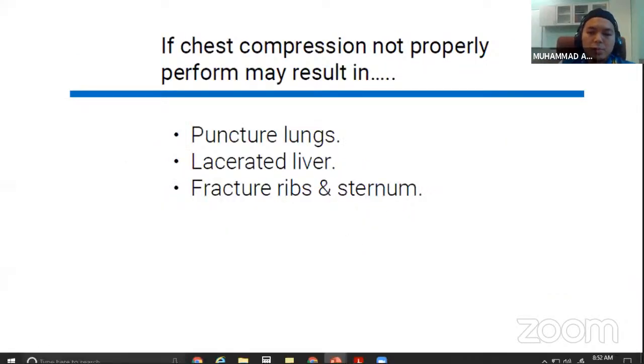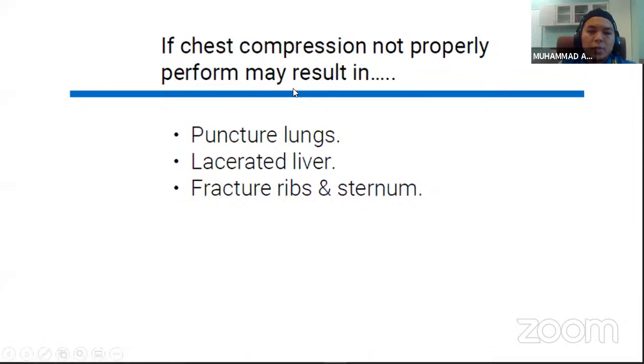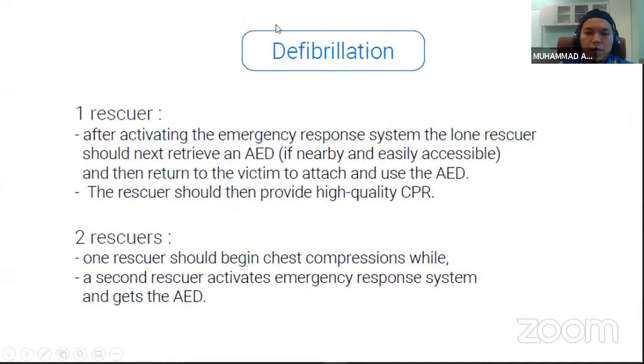Okay. Lama pula kan. So if chest compression not properly performed, kalau chest compression tu not perform properly, the location of your hand is not proper, you can result in puncture of the lungs from the fracture of the ribs. Okay, you can lacerate the liver, and of course you can fracture the ribs and sternum. Right? Okay. Then we go after chest compression, defibrillation.